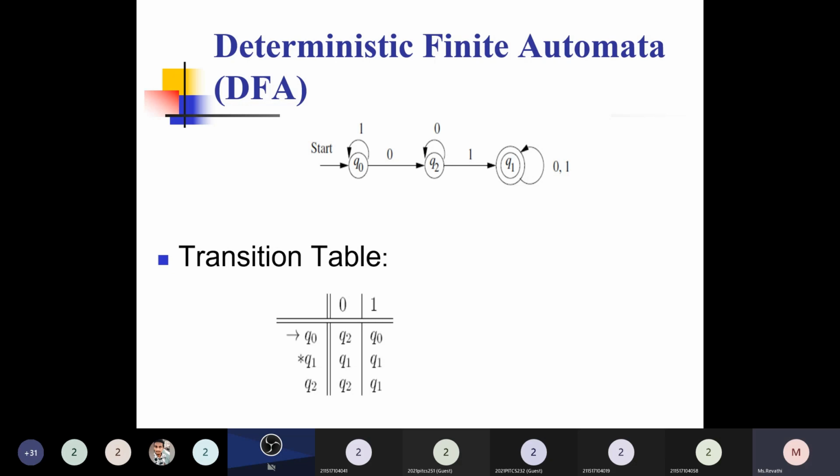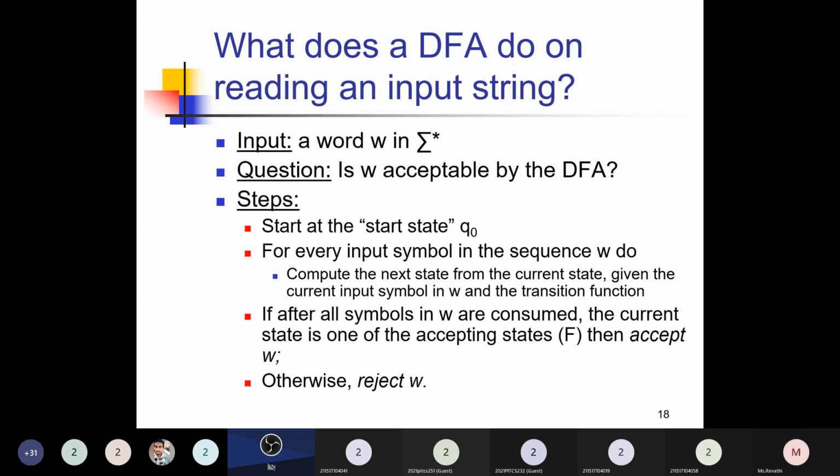What is the current state here? Q0 is the current state, 1 is the current symbol, and the next state is Q0. Having a determined path means deterministic finite automata. If we have more than one path, it is a non-deterministic finite automata.